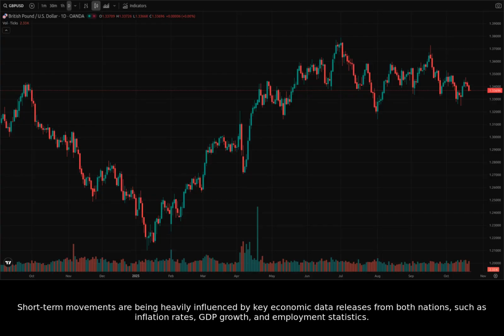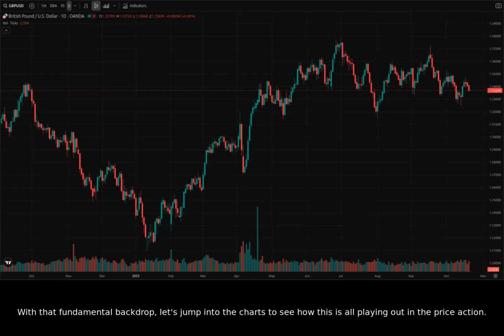Short-term movements are being heavily influenced by key economic data releases from both nations, such as inflation rates, GDP growth, and employment statistics. With that fundamental backdrop, let's jump into the charts to see how this is all playing out in the price action. Starting here on the daily chart, we can see the bigger picture for GBPUSD over the past year and a half.